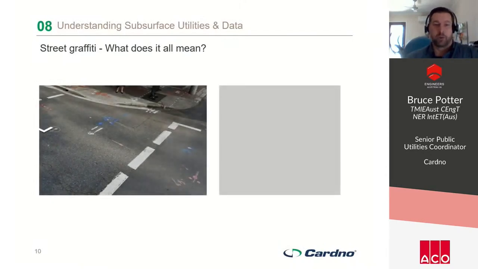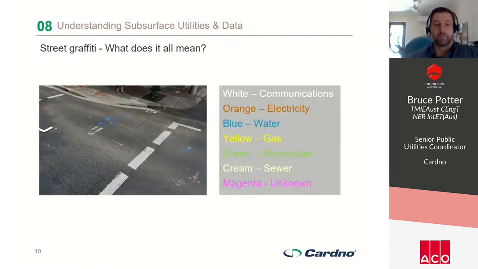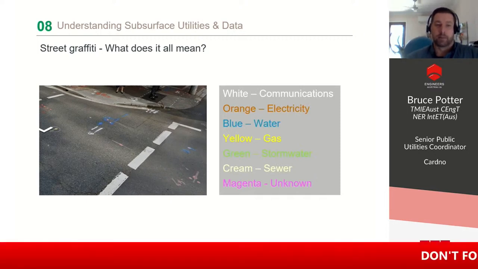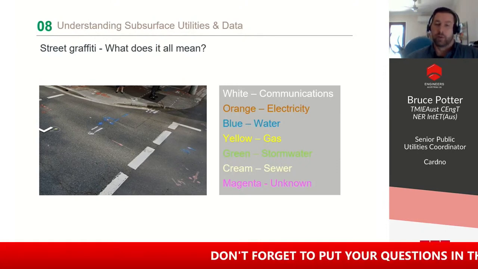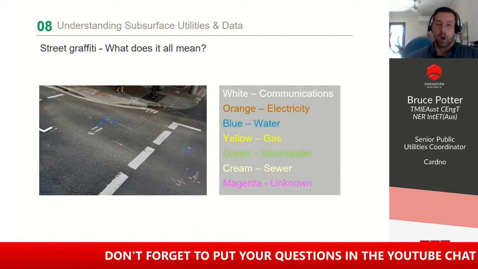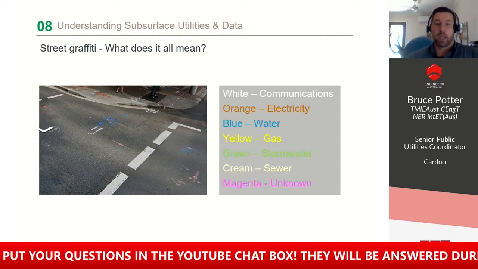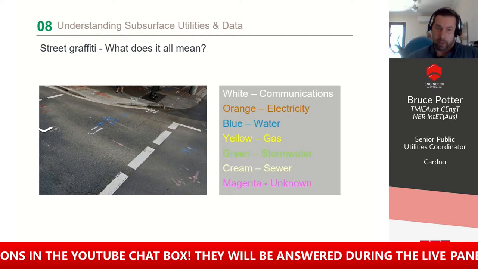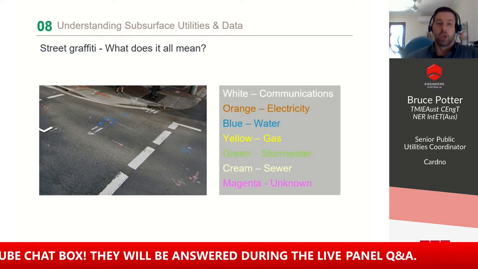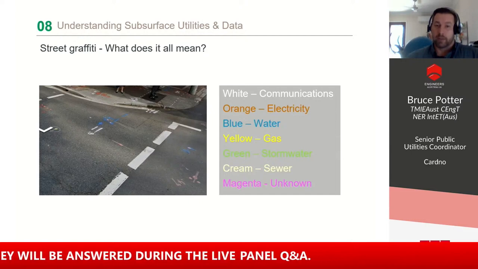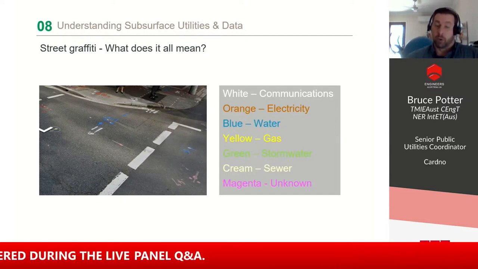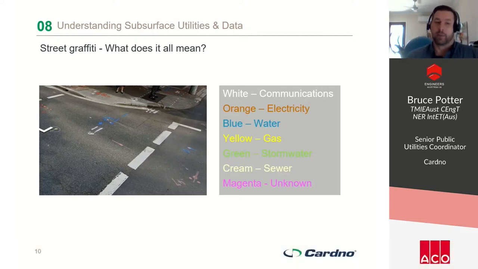So what does this all mean? I'm sure we've walked past a few of these before, but it's basically called street graffiti, and the different colours on the ground actually mean there's been a different asset identified by a utility locator. So white would generally mean it's a communications asset, orange would mean it's an electricity asset, blue would indicate it's a water main asset, yellow would be a gas main asset, green would be a stormwater or drainage asset, green or sometimes purple would represent a sewer, and magenta colours would mean something unknown.